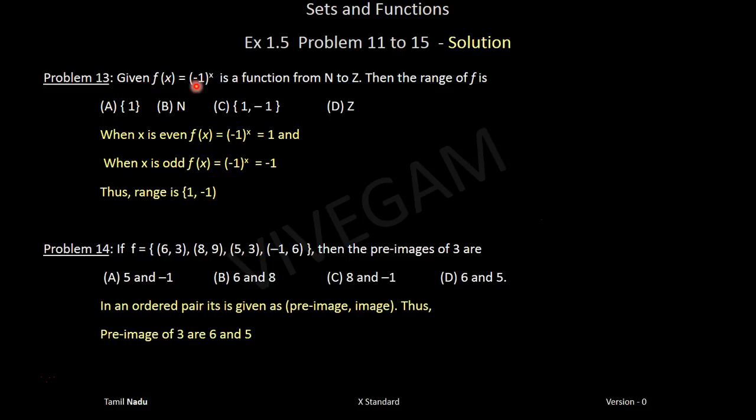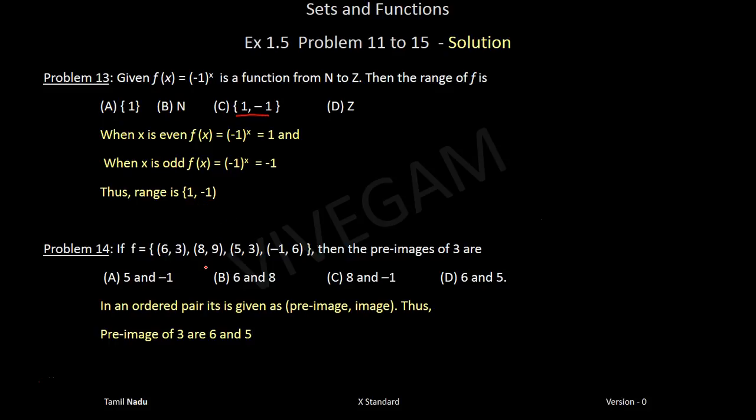f(x) is a function defined from N to Z. So the value of x can be odd or even. If it is odd, the function will result in -1. If it is even, it will result in 1. Therefore, the range will be only 1 and -1. So it is option C.